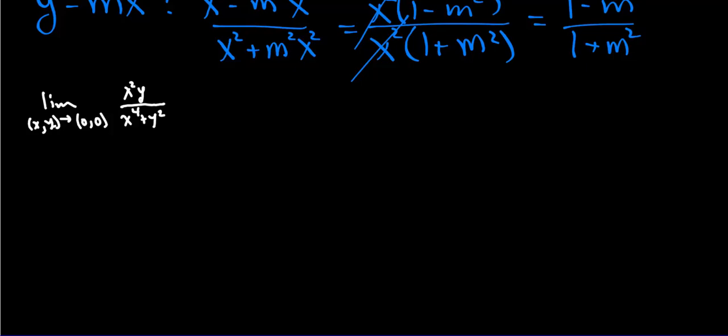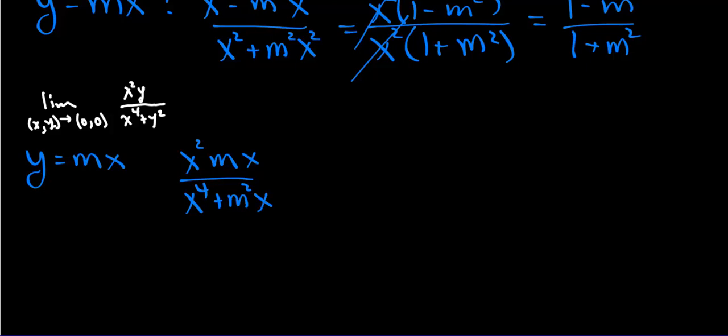So maybe I'll say, well, let's approach along y equals mx. We'll just try this, see if it works. I don't know if it will, but we'll just try it. And y equals mx contains that point 0, 0. So let's see what we get. We get x squared times mx over x to the fourth plus m squared x squared. Okay, I don't know how this is going to work.